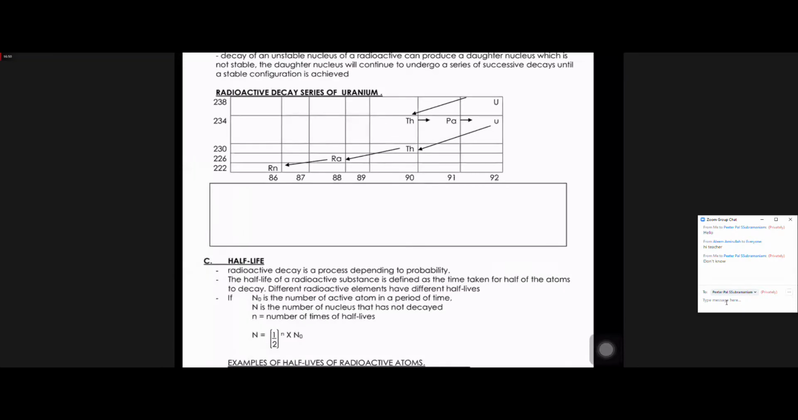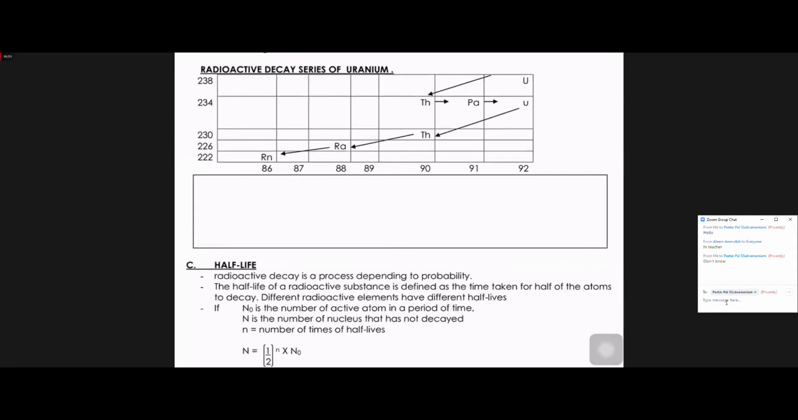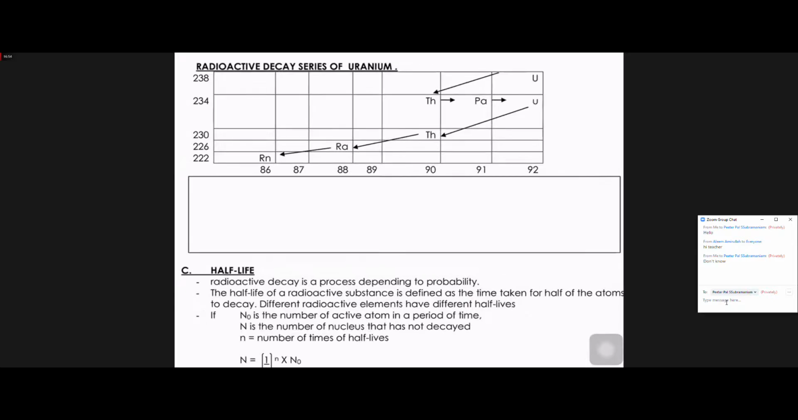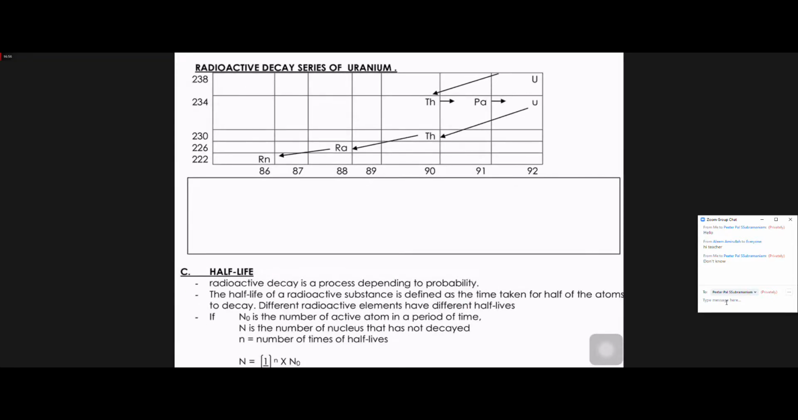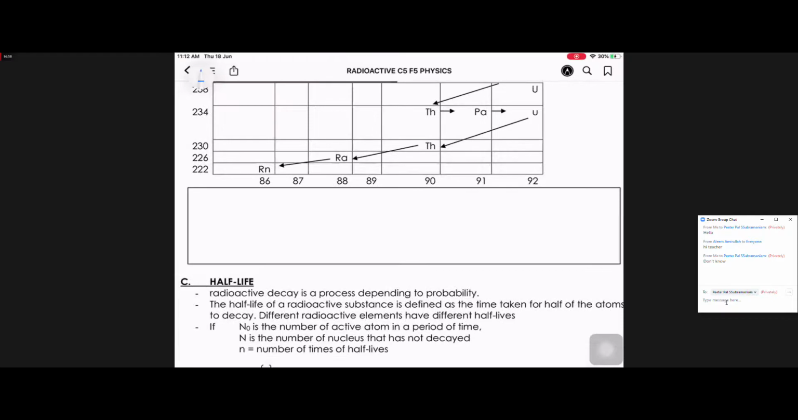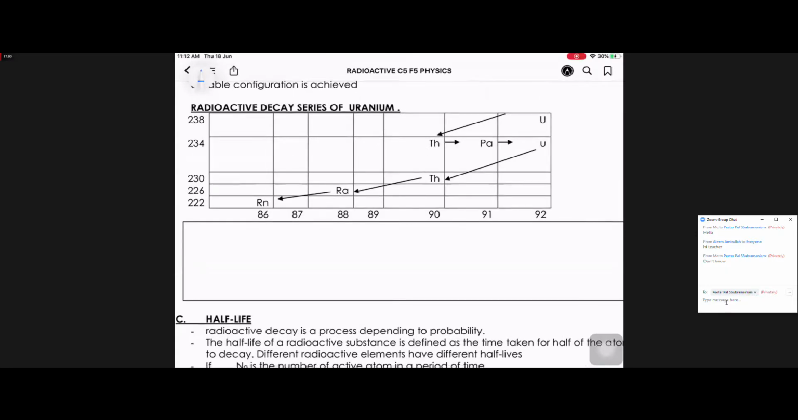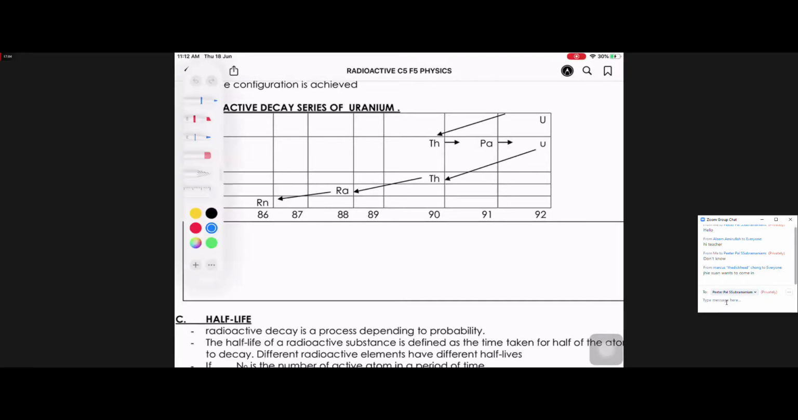See here carefully, before I go to half-life. Radioactive decay series of uranium. If you see here carefully, on your left, this is the nucleon number. All these are nucleon numbers: 222, 226, 230, 234, 238.